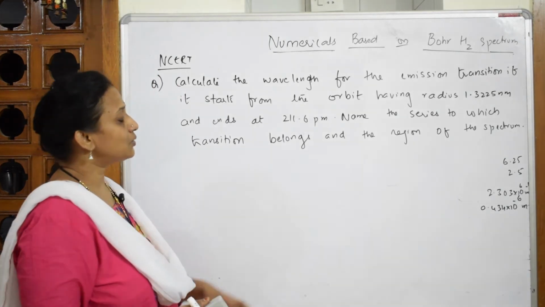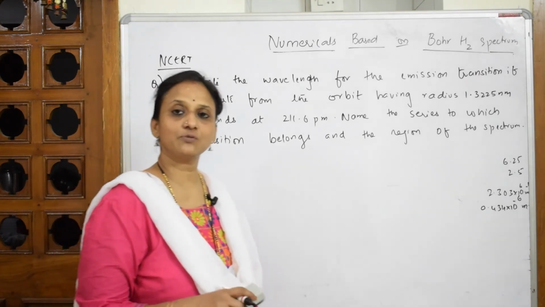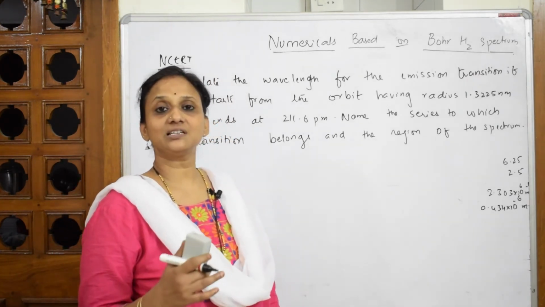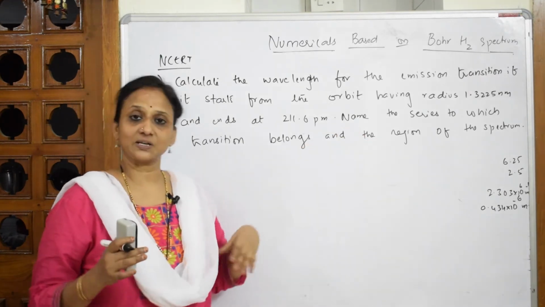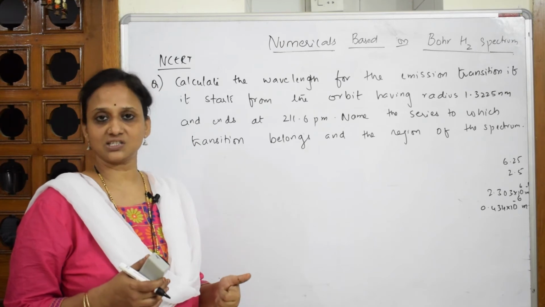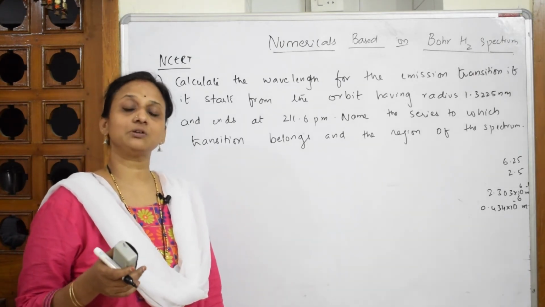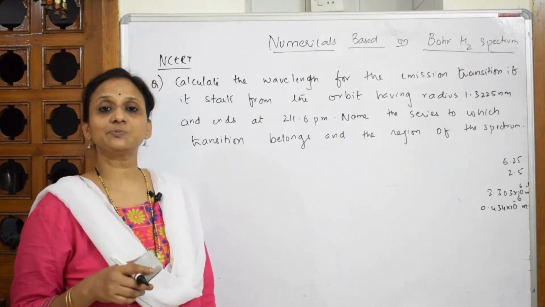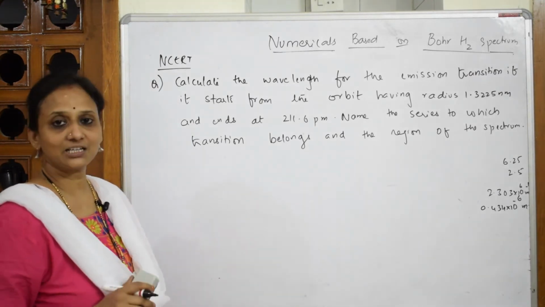Fine. So now next is to name the series to which the transition belongs. They want us to tell whether it is Lyman series, Balmer, Paschen, Brackett, or Pfund. And the region of the spectrum. They have given us two tasks. One, I need to tell them which series it belongs to. Point number two, I need to tell them in the spectrum, does it belong to visible spectrum, infrared or ultraviolet, or gamma or radio waves. Let us calculate using the formula.